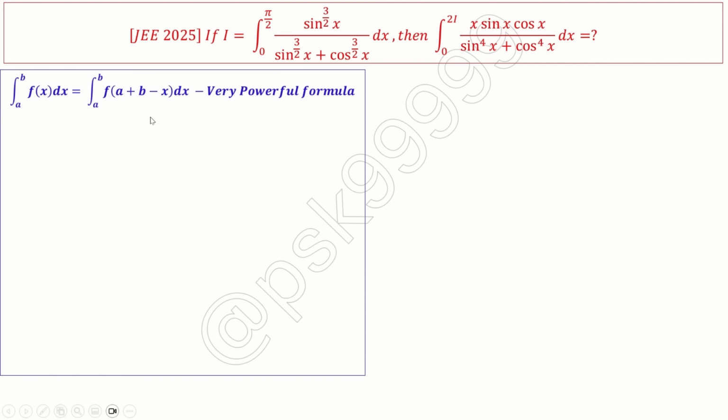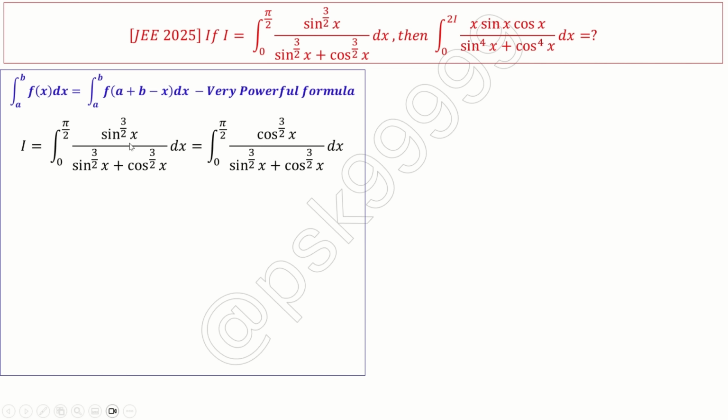Truly, this is a King's formula for definite integrations. Okay, apply it very carefully. First, you check with this definite integration problem. You check with this one first. Okay, so my integration is this one.